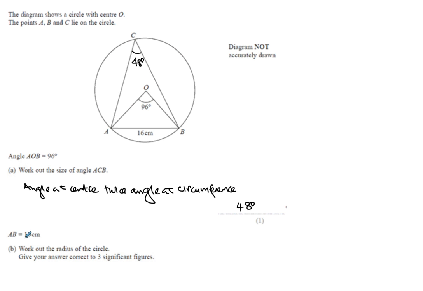AB equals 16. That chord there. Work out the radius of the circle. So you can tell we need those lengths. You can see that's an isosceles triangle, if it helps. So you know that those angles there will be 180 minus 96, divided by 2. So that comes to 84. So each angle is 42 degrees.